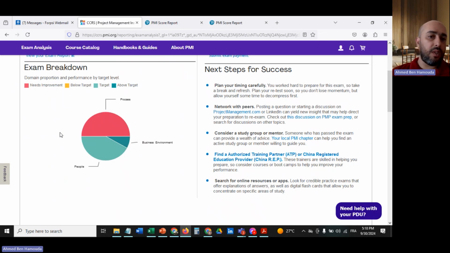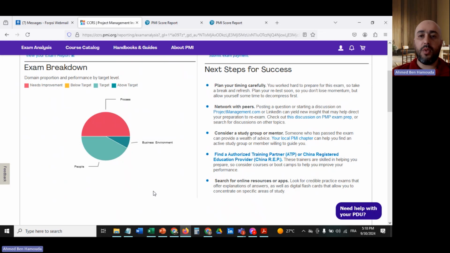So for example, the student here failed the process part, but she was on target in people and above target in business, which is good. Usually, that's the score of most people who fail their exam. Usually people need some improvement or are below target in process.